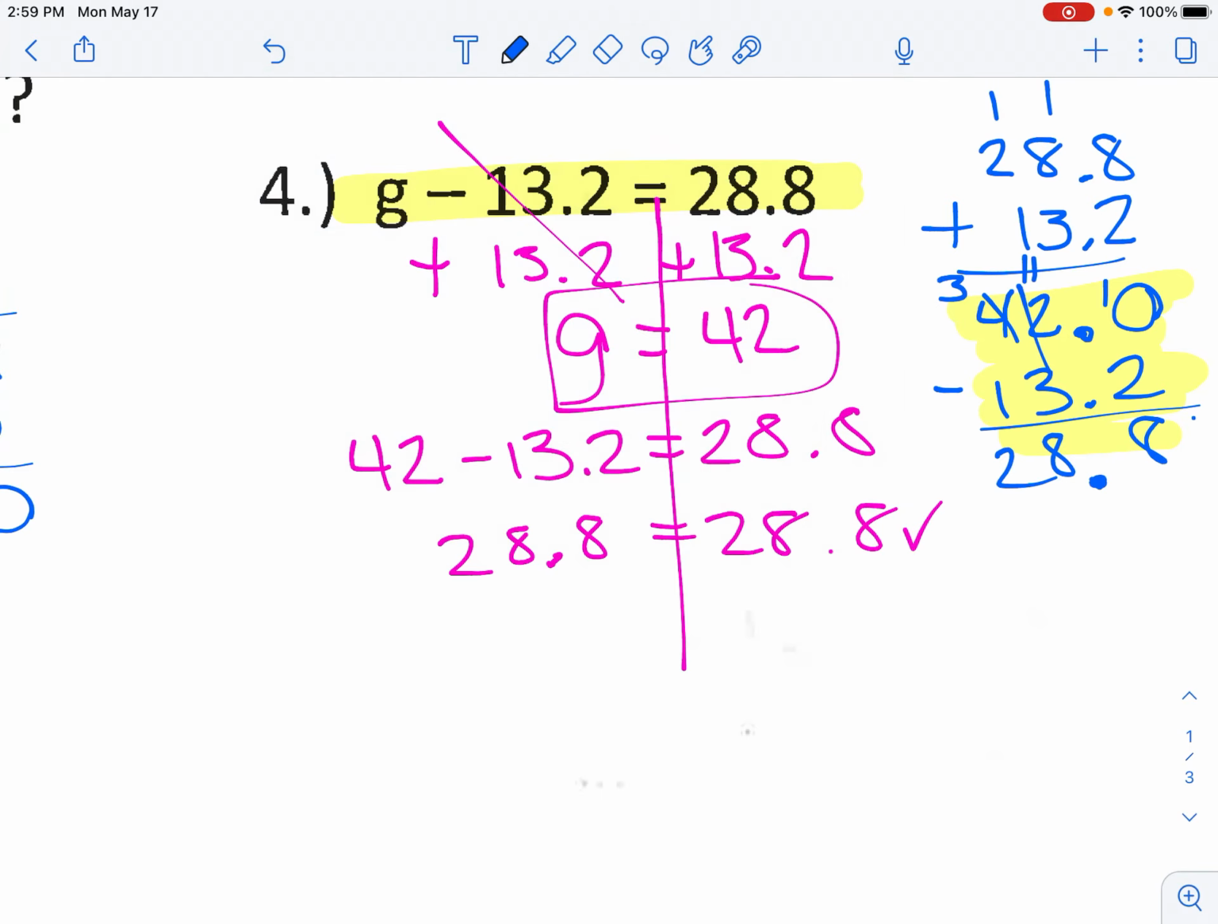Check. Every equation has 4 lines. Inverse operation, box your solution, substitute, and check.